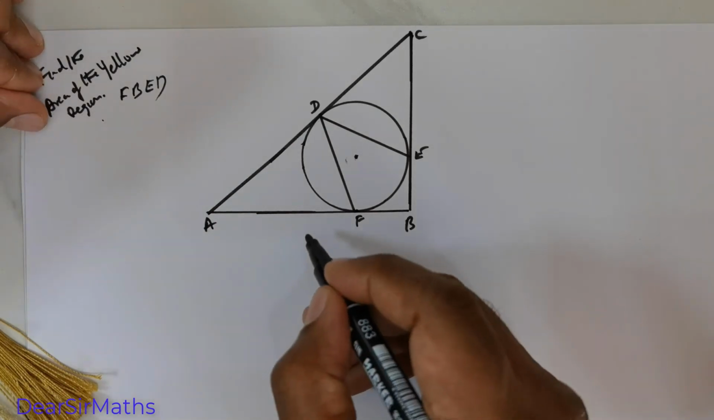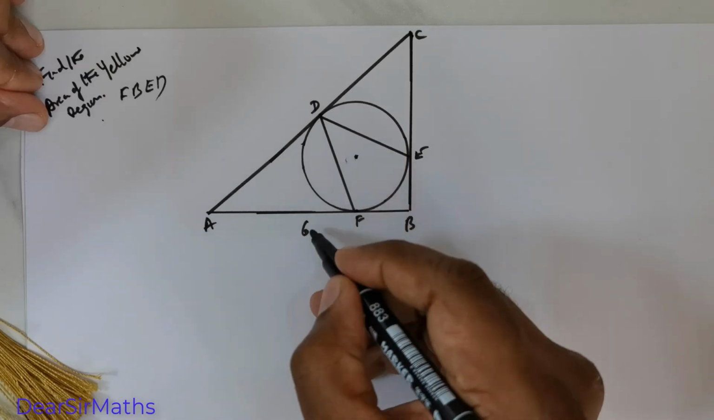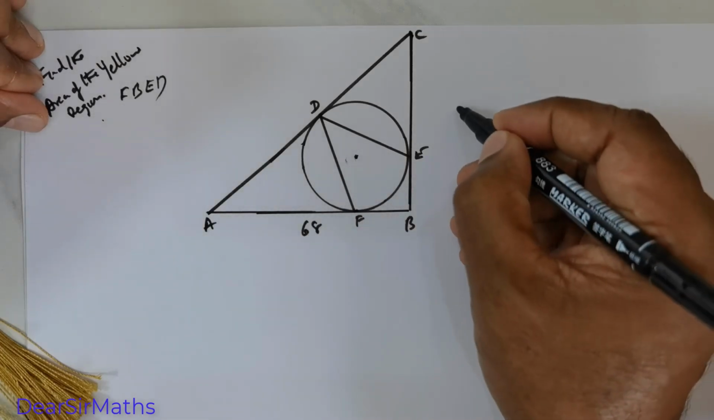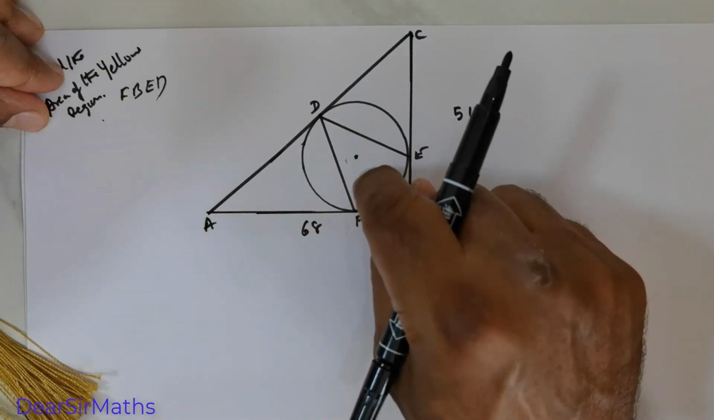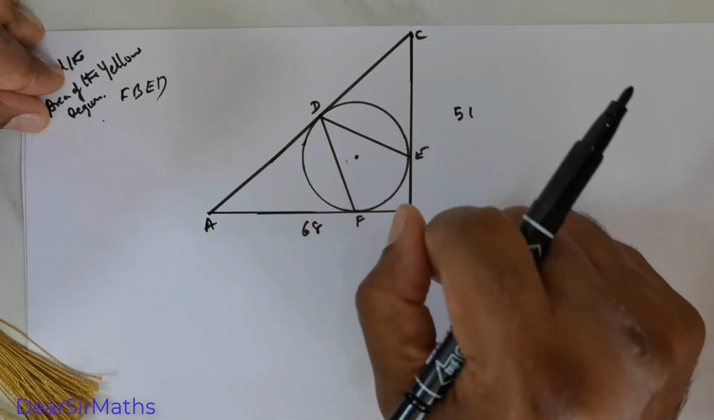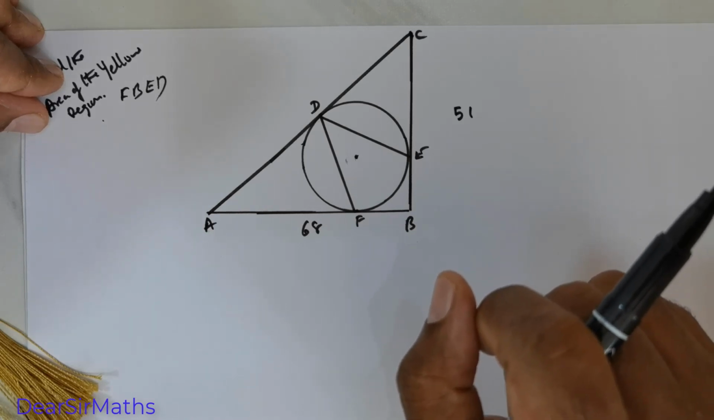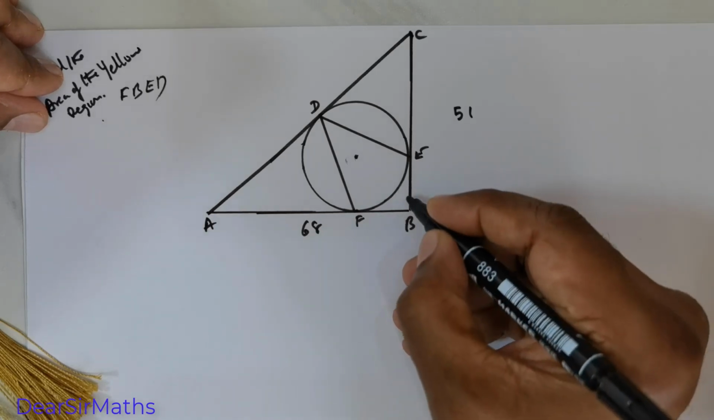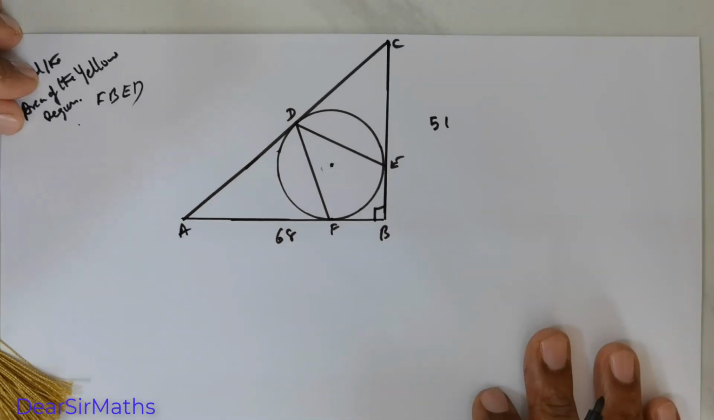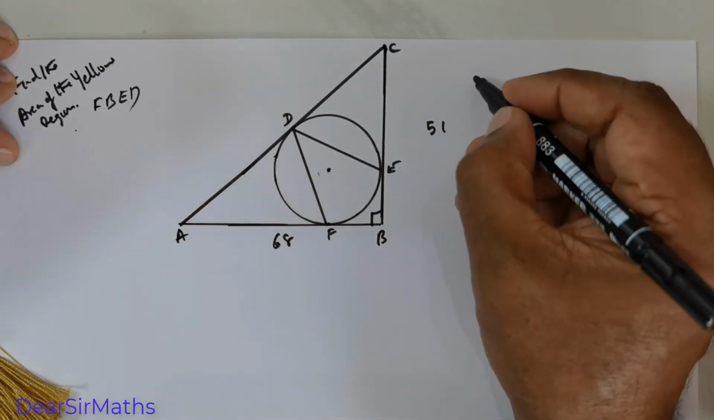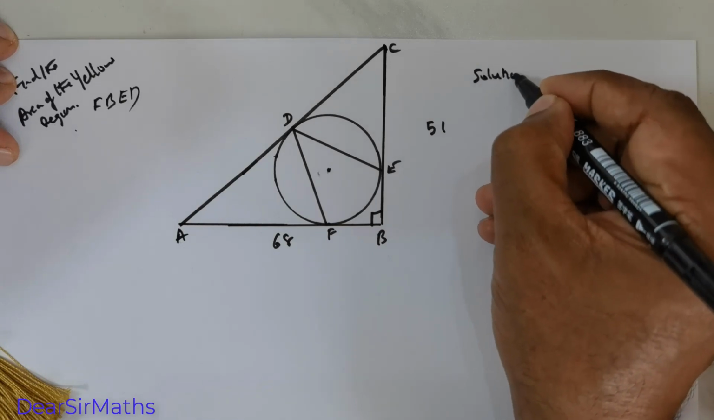Now we are given the following. This side is given 68 and this side is given 51. And we need this yellow region, and this is 90 degrees. So let's get the solution. This is the solution.